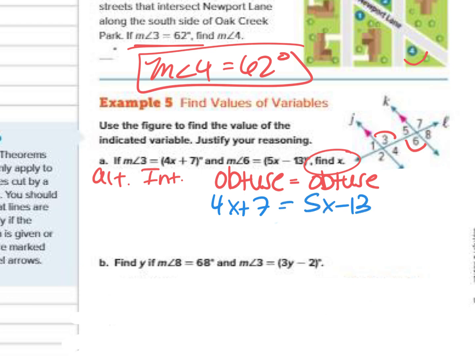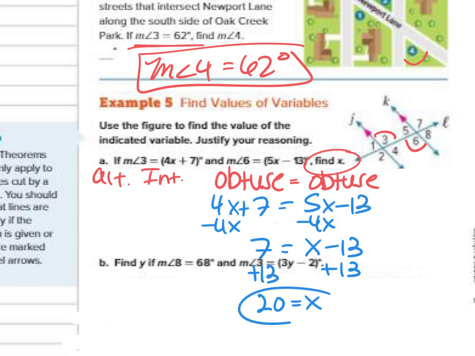If I want to get x by itself, let's take away 4x. Then I'm left with 7 equals x minus 13. If I add 13 to both sides, x is going to equal 20.